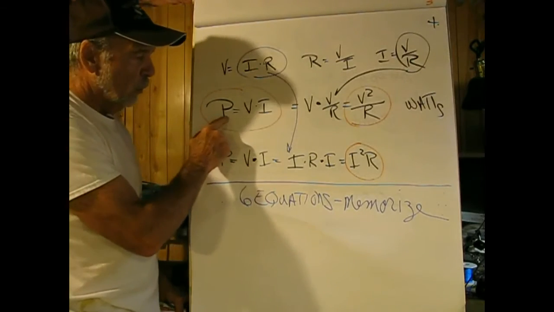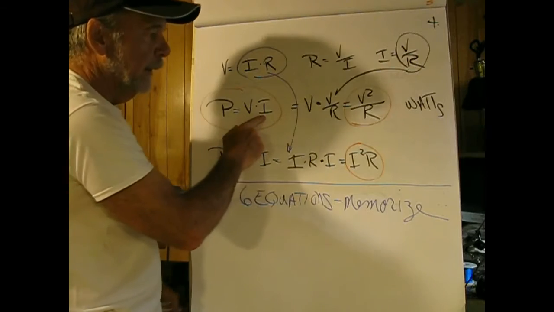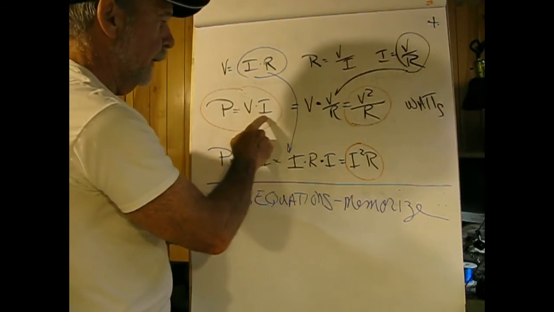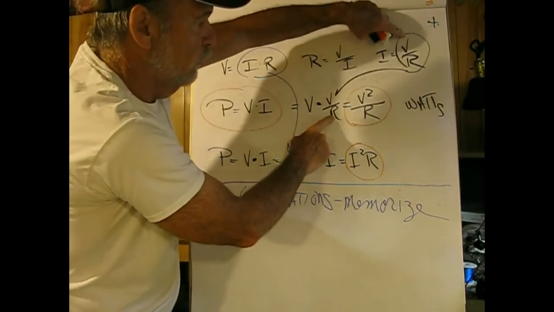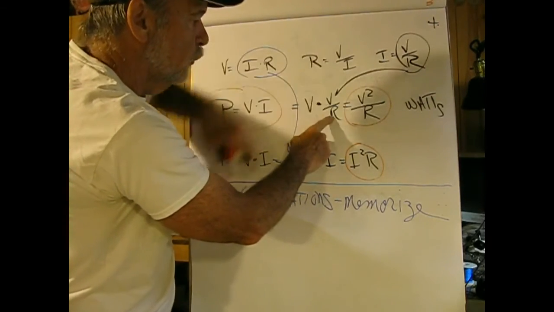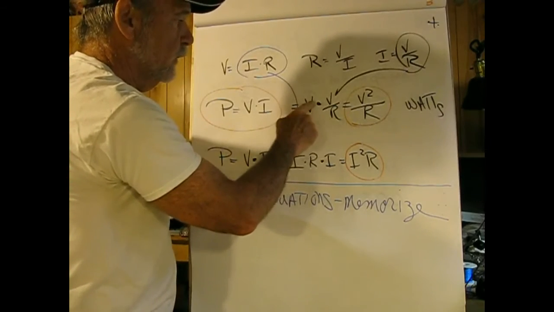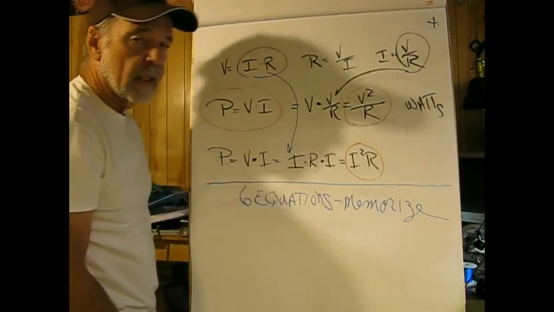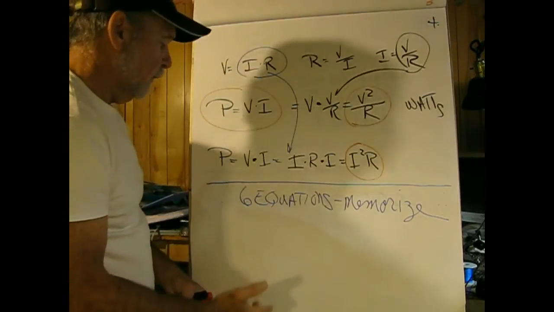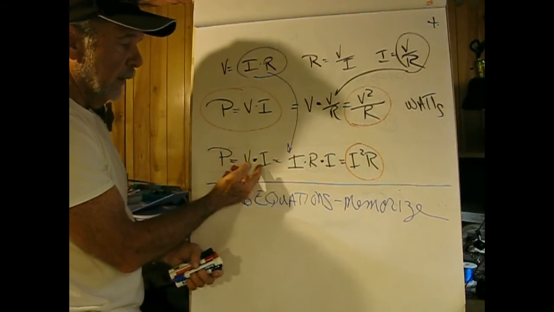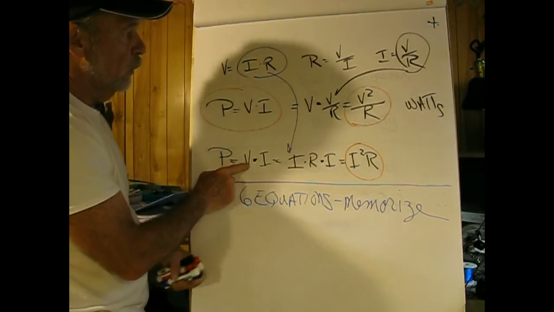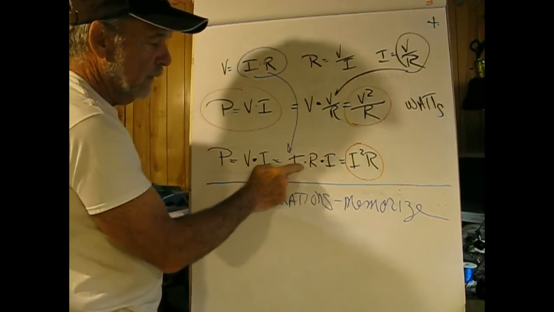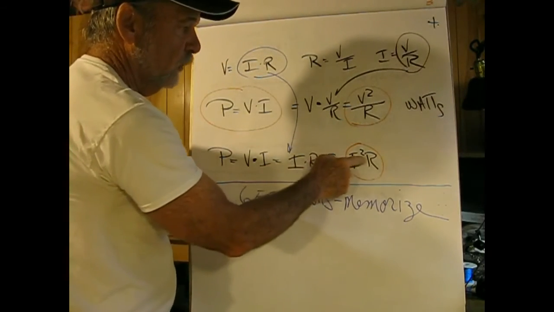We'll start out with P equals V times I, and then we'll do a little substitution here. Our substitution will be that I will be substituted with V over R. So what we end up with is V times V over R, or V squared over R, and the unit is watts. The other method is we have P equals V times I, and in this case, for V, we're going to substitute I times R. So we end up with I times R times I equals I squared R.